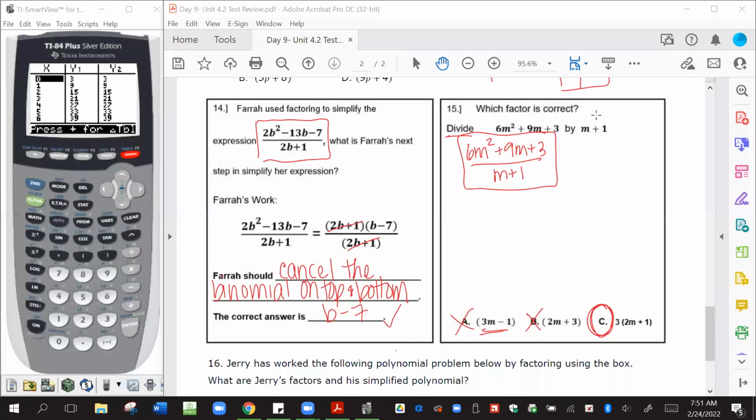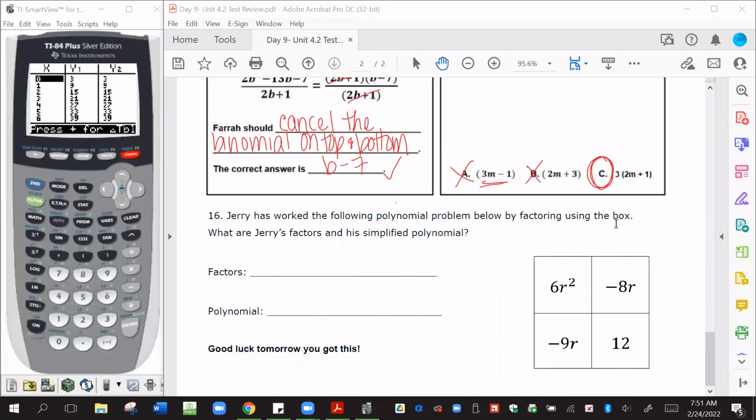So be very careful. All right, I think there's one more question, and it literally says Jerry has worked the following polynomial by factoring using the box. What are Jerry's factors and his simplified polynomial? So really quick, we have to remember that factors are dimensions, or the sides, or the walls of my shape. So it's asking, what are these things out here? What's on the outside of my box?